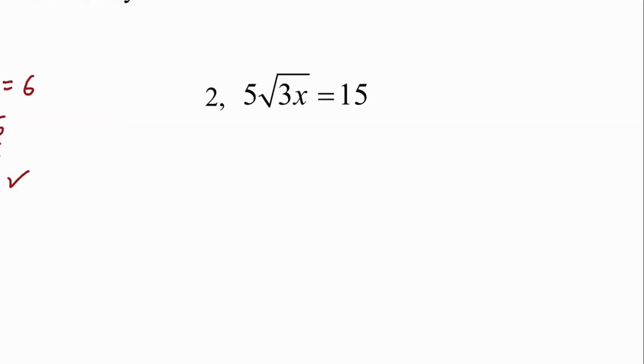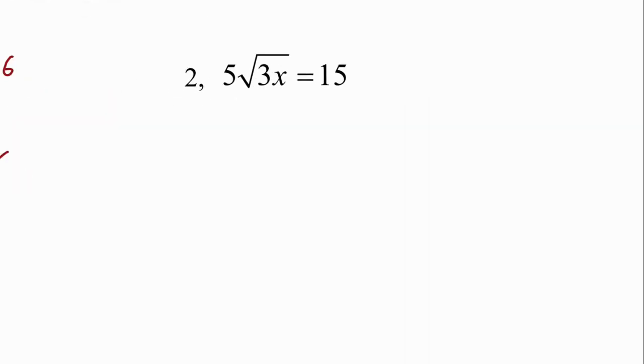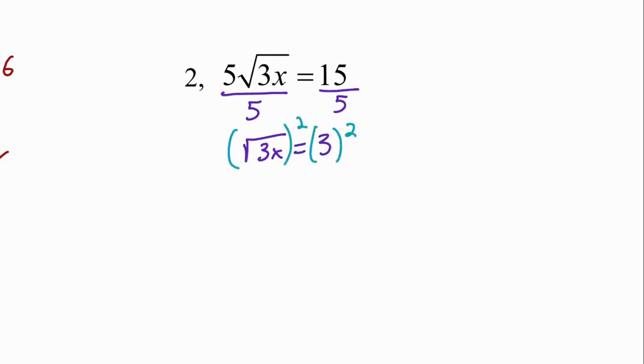Okay, so the next problem, again, the radical is not alone, so we got to get that radical alone first. So we'll start by dividing both sides by 5. We'll get that the square root of 3x equals 15 divided by 5, which is 3. Again, I want to get rid of that square root, so I'll go ahead and raise both sides to the power of 2. I do that so that the square and the square root will cancel, and I'll get that 3x equals 3 squared, which is 9. And then I'll divide both sides by 3. So I'm going to get that x equals 3.